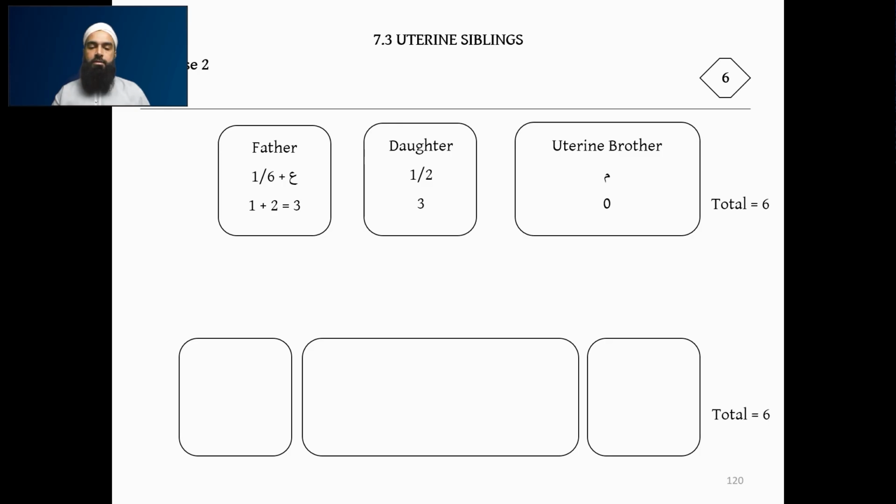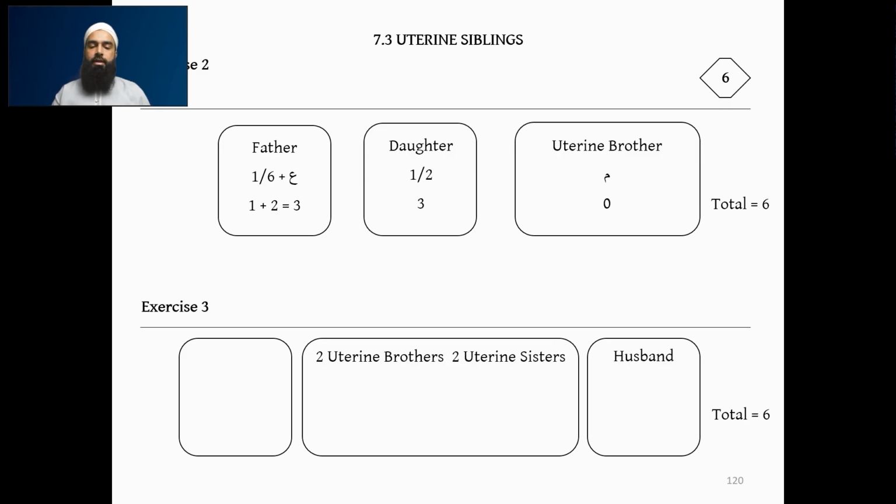And then exercise number 3, we have a husband, 2 uterine brothers, 2 uterine sisters, and a full brother. What happens in this case?